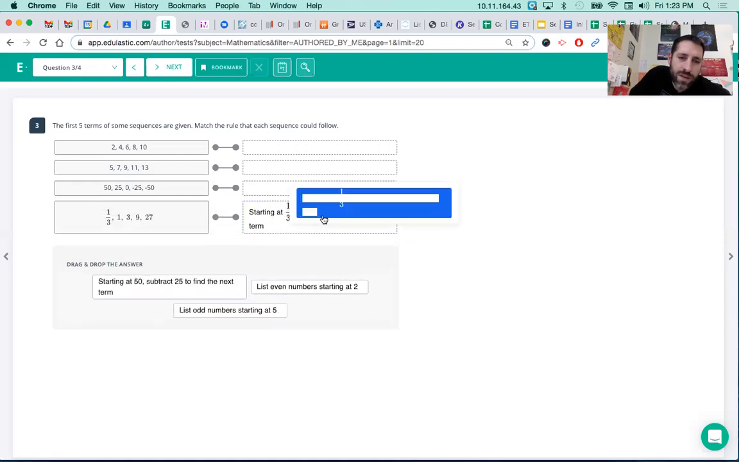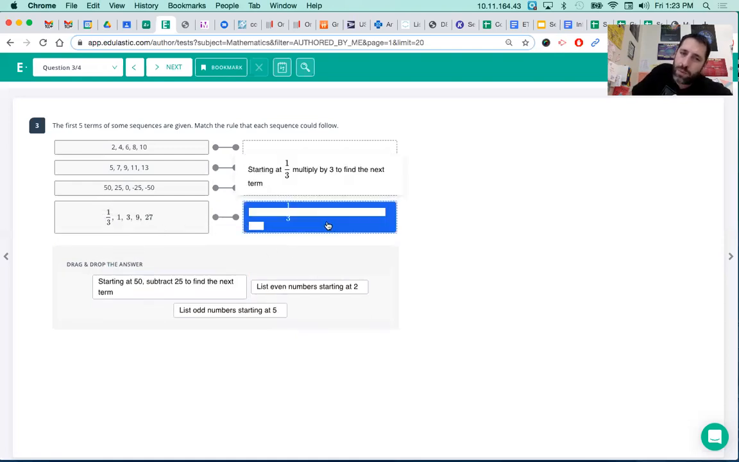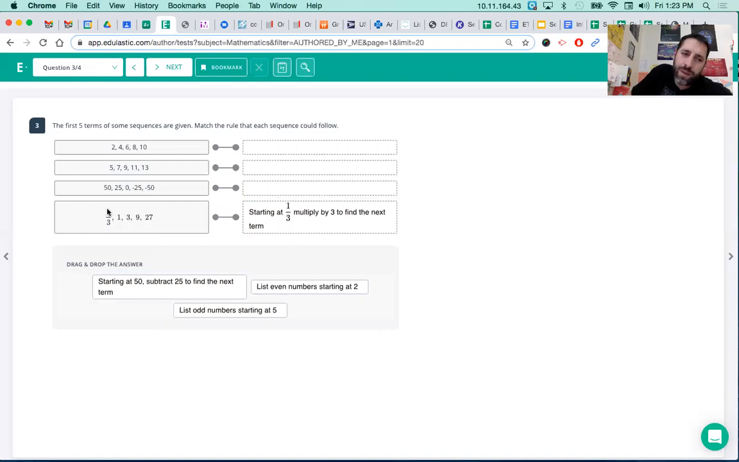This one. So just to double check, multiply by 3 to find the next term. 1/3 times 3 is 1. 1 times 3 is 3. 3 times 3 is 9. 9 times 3 is 27. This is correct. Next one, starting at 50.